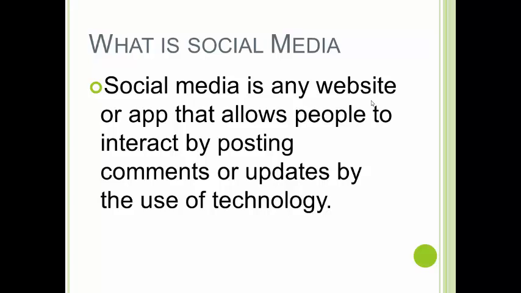First, I want to define exactly what is social media. Social media is any website or app that allows people to interact by posting comments or updates by the use of technology. Social media is not limited specifically to the internet or technology, but the way it's showing up in our classroom, pretty much on a daily basis with some new app or something, it takes a front row to just about any other type of media that we've been discussing in previous years.